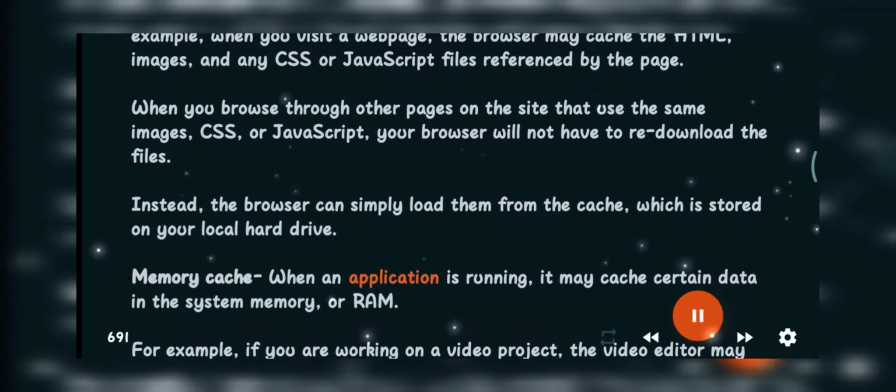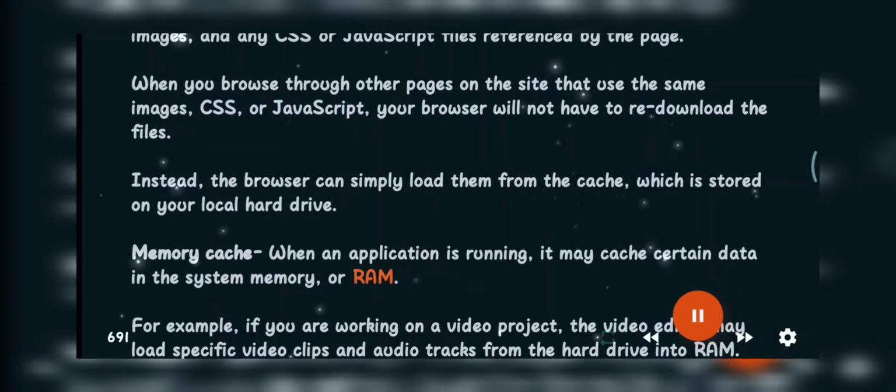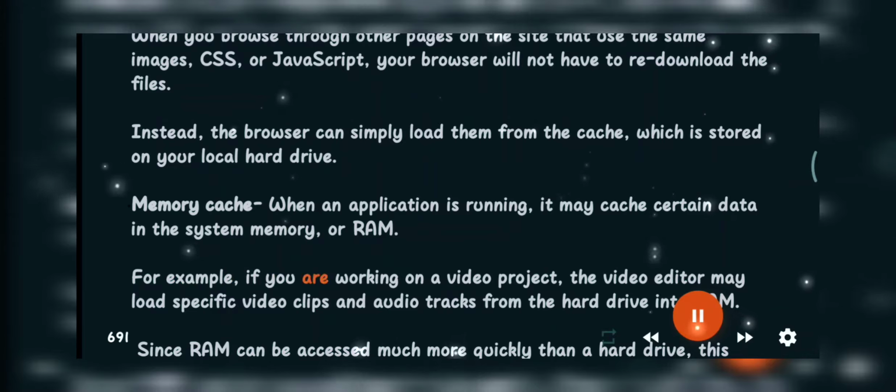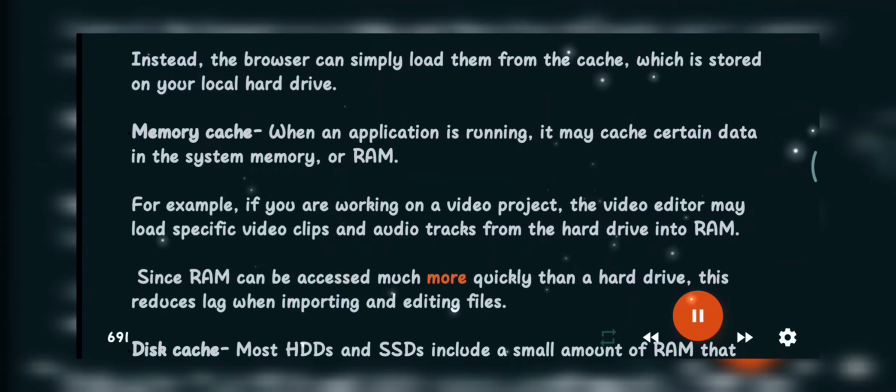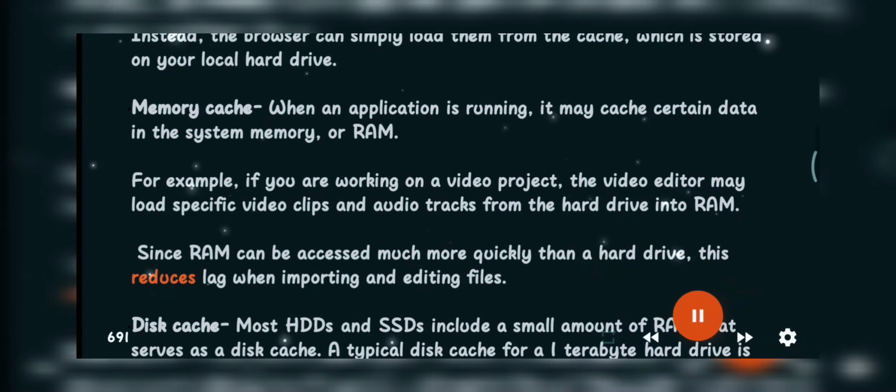Memory cache. When an application is running, it may cache certain data in the system memory, or RAM. For example, if you are working on a video project, the video editor may load specific video clips and audio tracks from the hard drive into RAM. Since RAM can be accessed much more quickly than a hard drive, this reduces lag when importing and editing files.